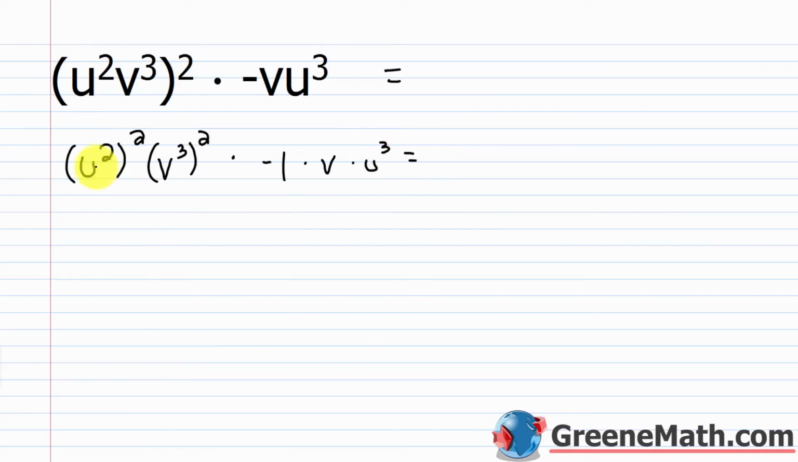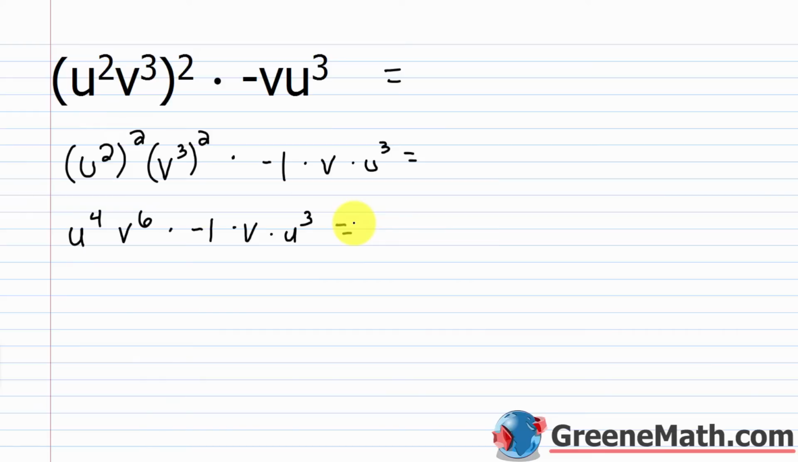So power to power rule here. U squared squared, keep u the same, and multiply exponents. 2 times 2 is 4. Then times, we have v cubed, and that's squared. Again, power to power rule. So v stays the same, multiply exponents. 3 times 2 is 6. Then times, we have negative 1 times v times u cubed.